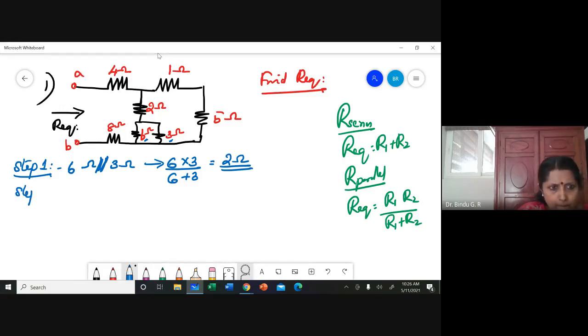Step 2. Now let me identify if there are any series resistors. 1 ohm is in series with 5 ohm. Hope that is clear. These two are connected between these two, which means they are parallel. This is connected to this, and this. So 1 ohm is in series with 5 ohm, or I will get that as 1 plus 5 is equal to 6 ohm.